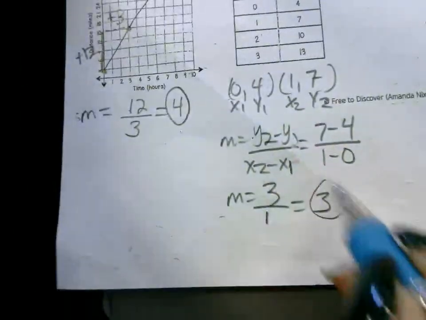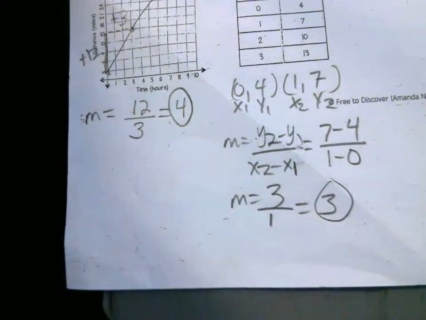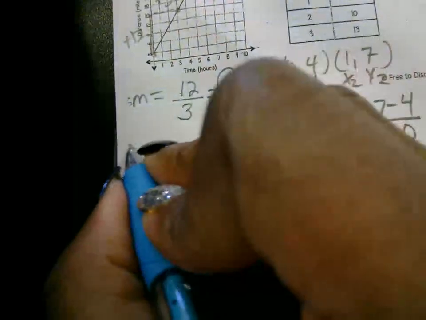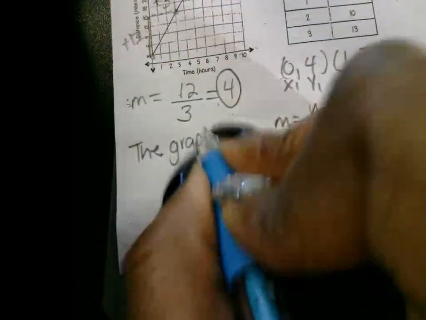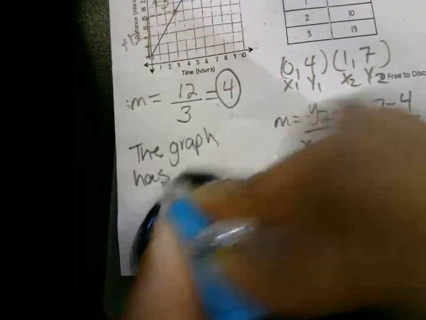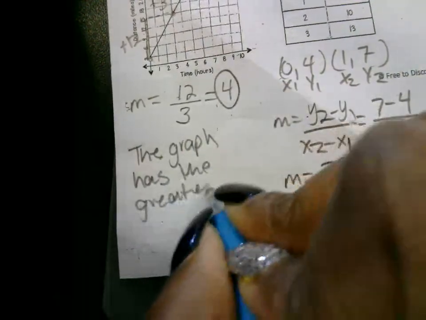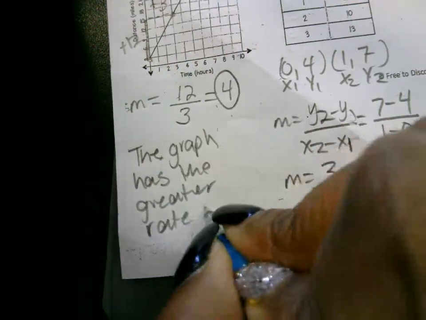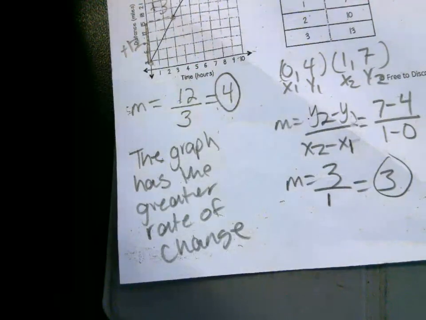So which one of these has the greater rate of change, the graph or the table? The graph has the greater rate of change. I'm going to pause to give you a chance to write. Okay, all right, here we go.